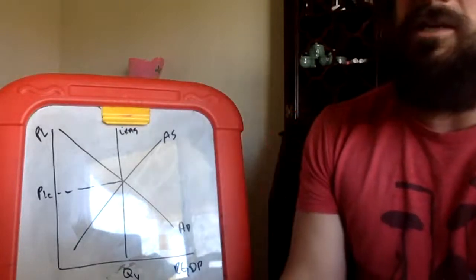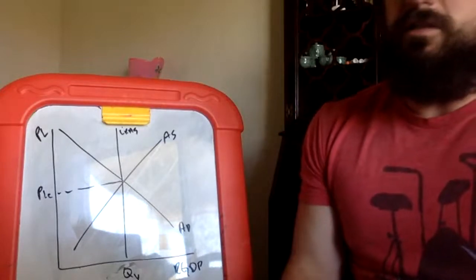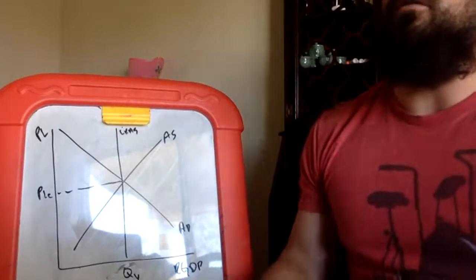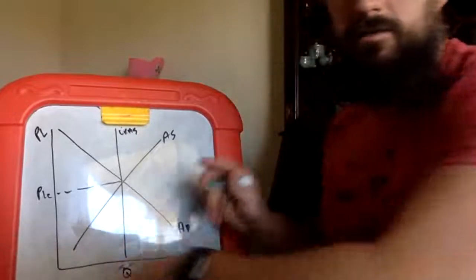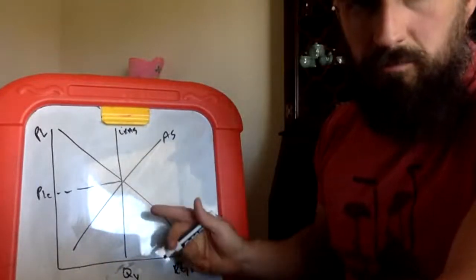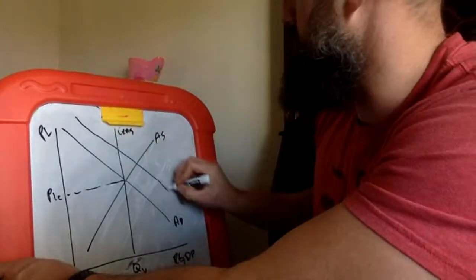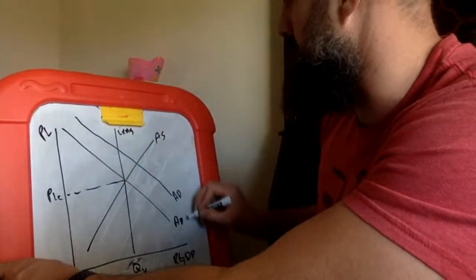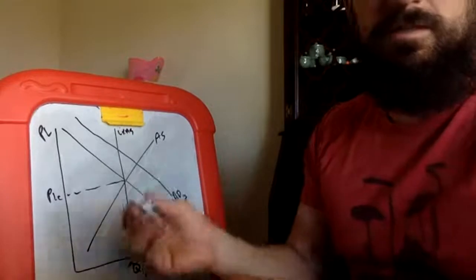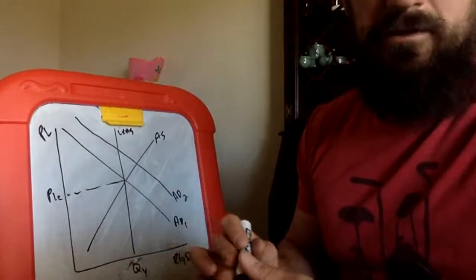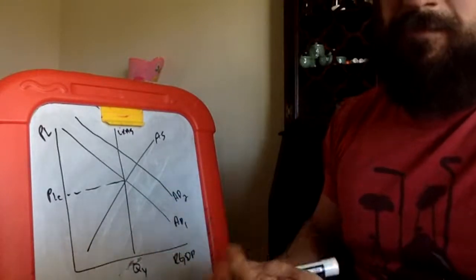Well, it's going to change first our aggregate demand curve, right? So we would see here, we're at full employment right now. So what's going to happen is our aggregate demand curve will shift because investment has increased, right? Remember that investment is a shifter for aggregate demand. Okay.